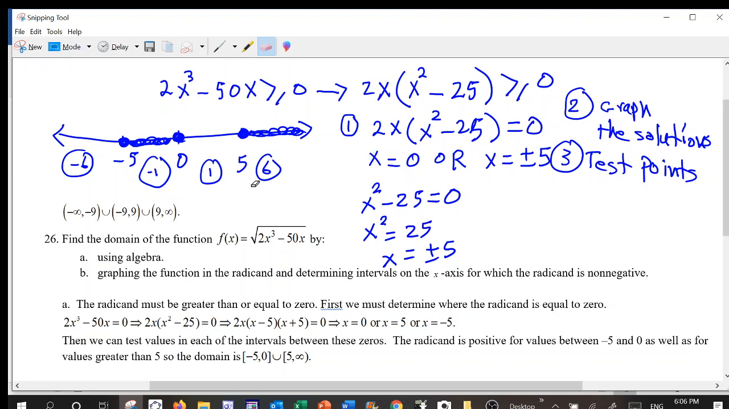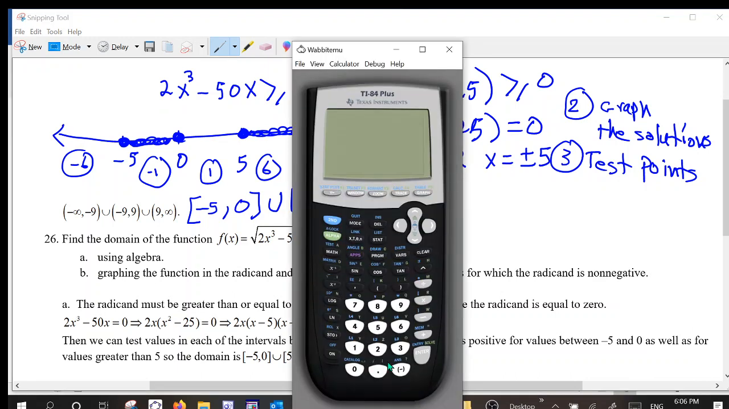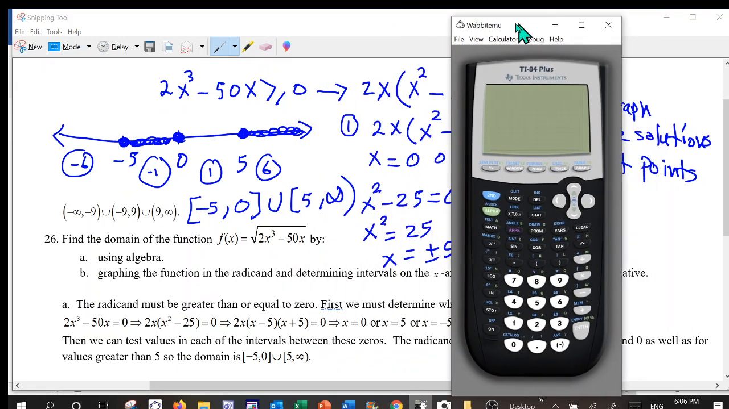So I'm talking about this one, right? So don't get confused, this is from the previous problem. I'm talking about this one. All right, so from -5 to 0, union from 5 to infinity. That's the domain that we get. So from -5, including -5, to 0, including 0, union 5 to infinity. That's the domain.